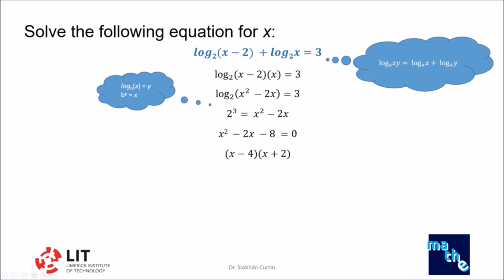So we're going to find the factors for this equation, and the factors for this equation are x minus 4 and x plus 2. So x is equal to 4 and x is equal to minus 2.